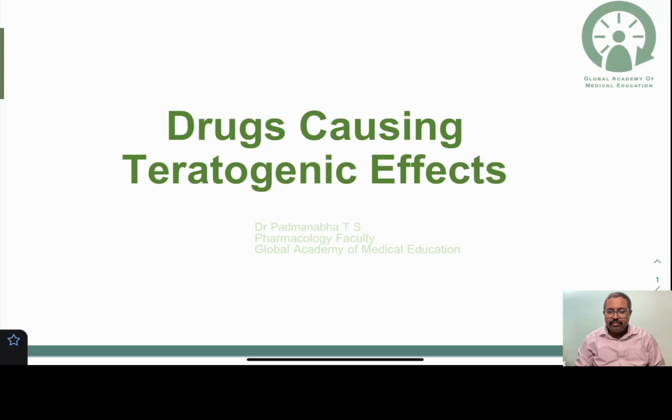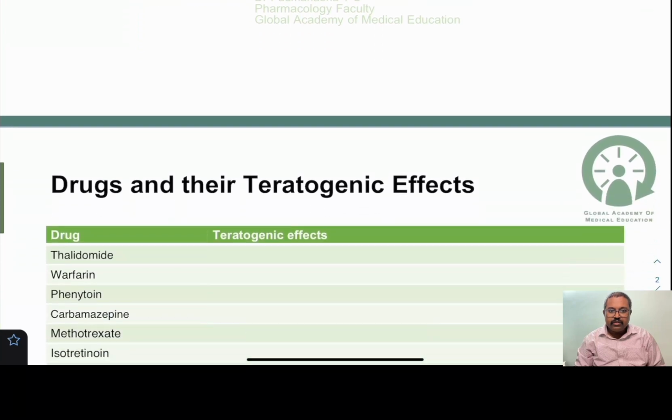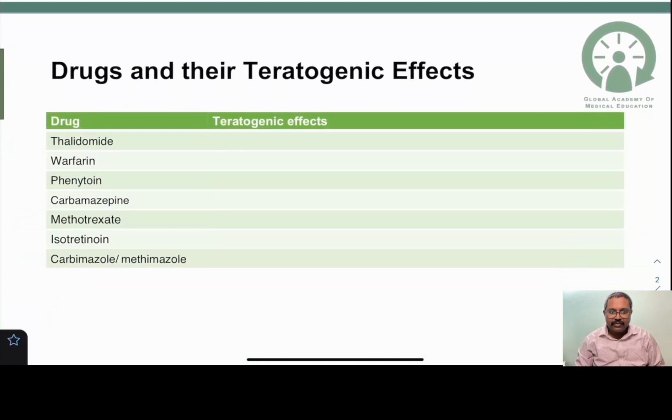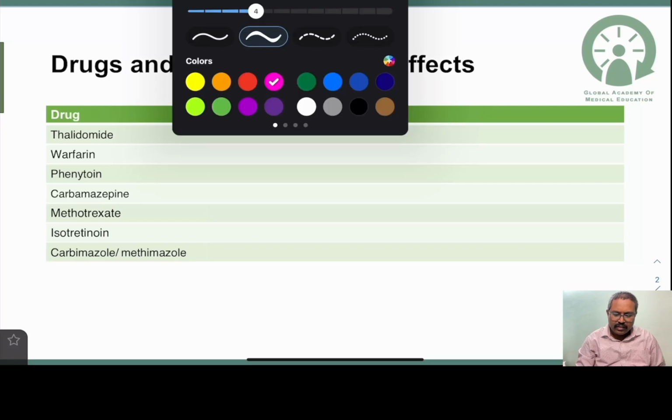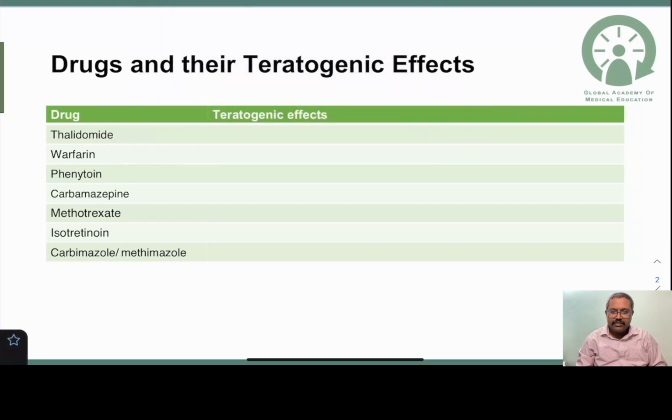So these are some of the important topics you should remember, and these topics have been repeated many times in your exams. So coming to the drugs and their teratogenic effects. As you can see here, the drugs which can cause teratogenic effects are, the first is thalidomide. Thalidomide is known to cause a teratogenic effect called phocomelia.